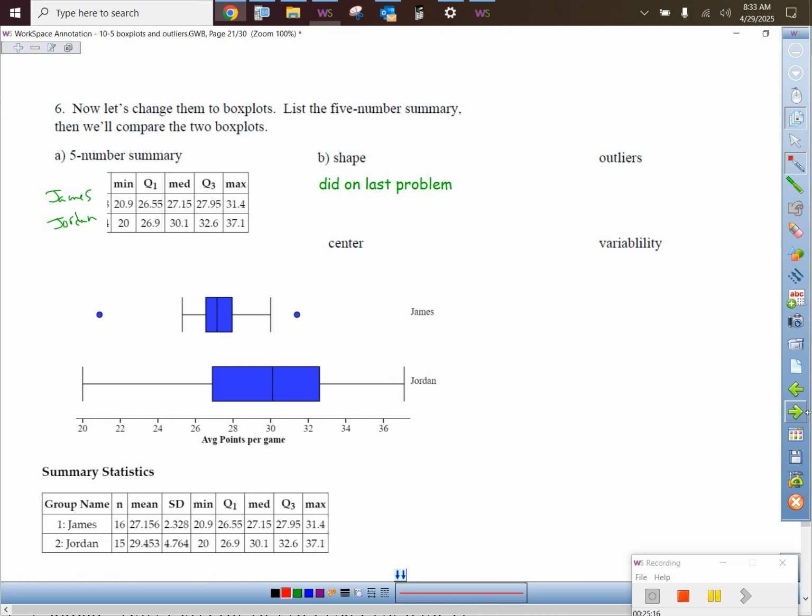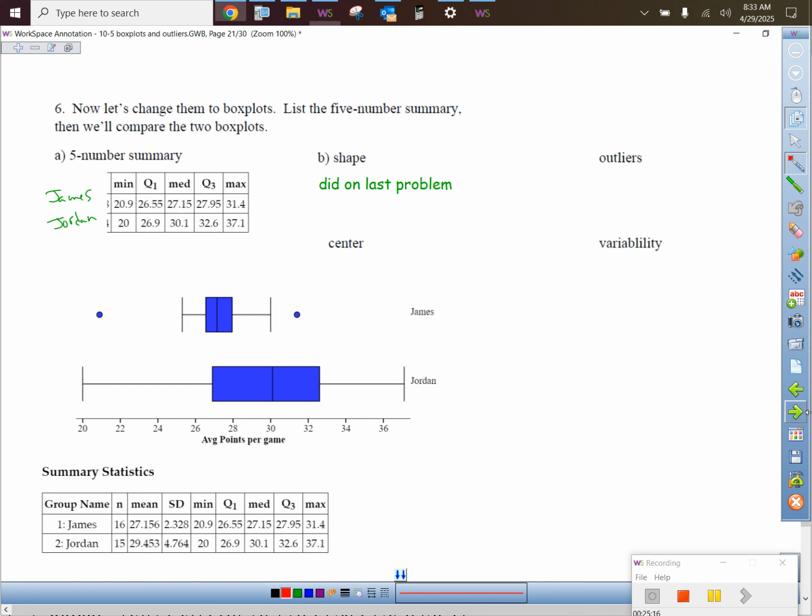And the easy way to figure out those values without having to go back through the entire chart is, would you believe, the minimum and the maximum, right? It's in the 5-number summary. So they're still a part of the data. They just don't get to be a part of the box and whisker plot. So James had outliers at 20.9 and 31.4. That was his minimum and maximum. And then Jordan had none.